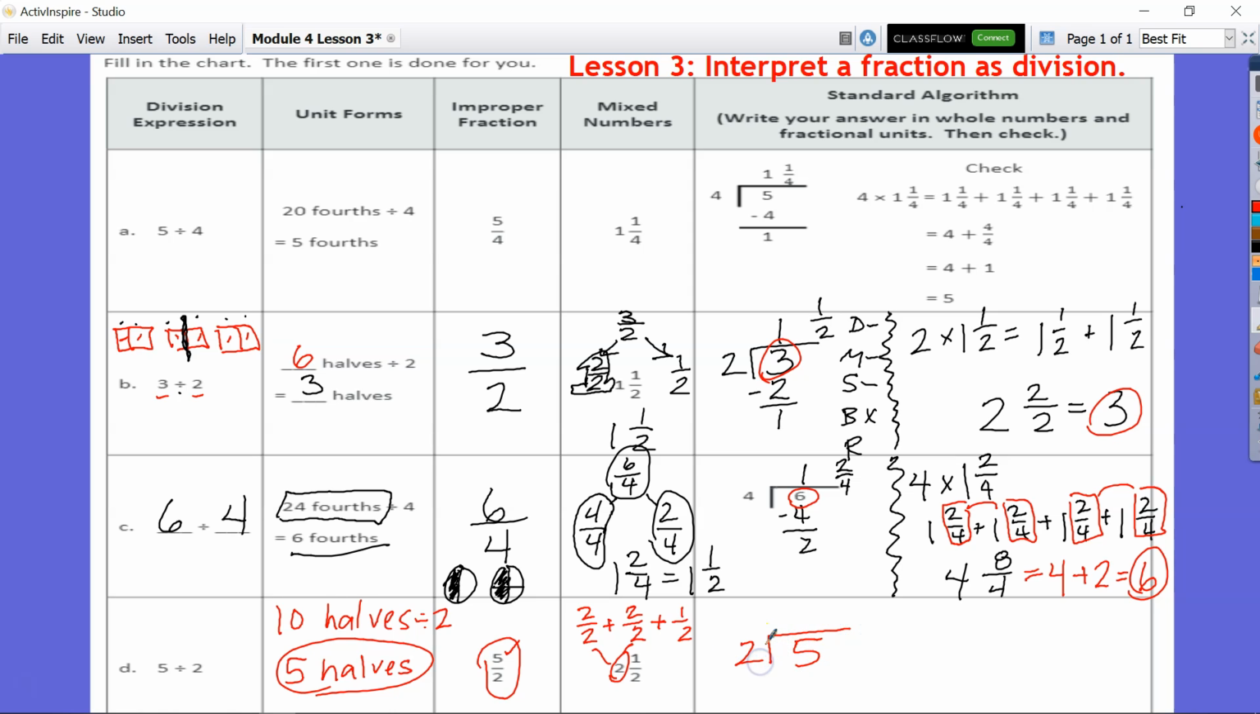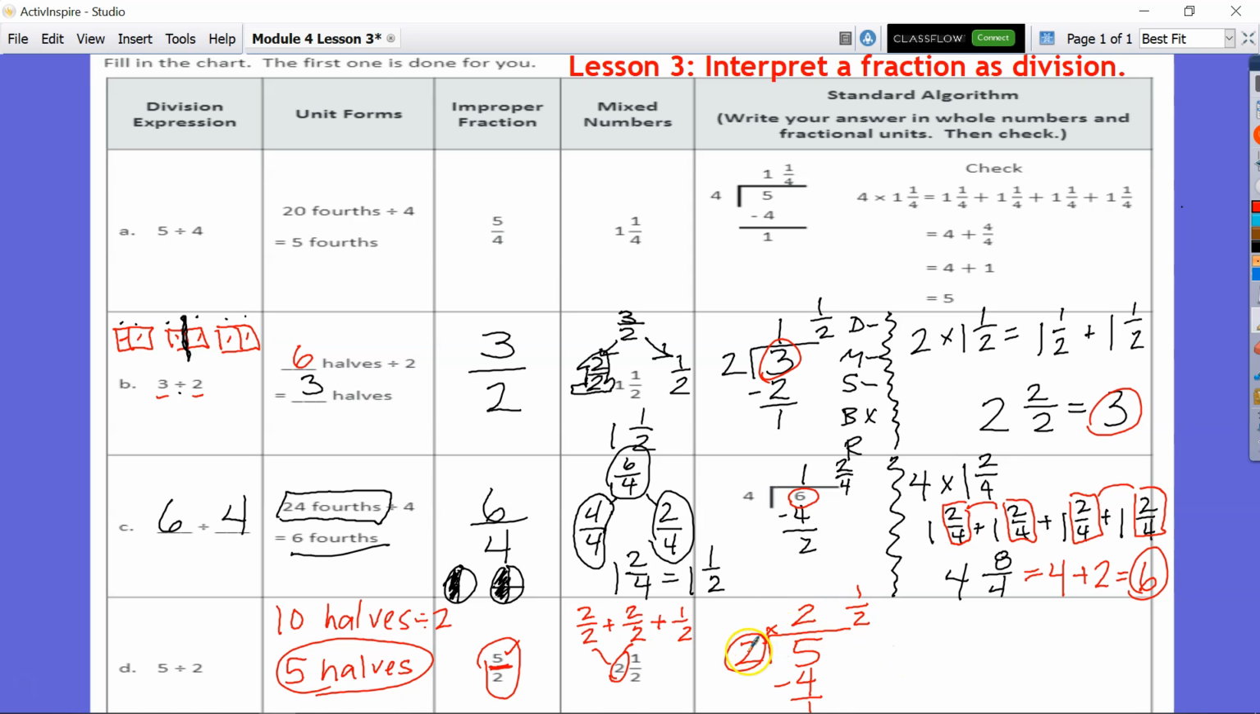Now it's the 2's turn to stay outside. Right? The 2 was protected by the fraction bar. Now the 5 is protected by the fraction house, or the standard algorithm fraction bar. All right? So now I say, well, 2 goes into 5 how many times? Skip down by 2. 2, 4, 6 is too much, so I know it has to be 2 times, because 2 times 2 is 4. Do my subtraction. I have a remainder of 1. 1 what? And it's going to be over my divisor, which is going to be 1/2.